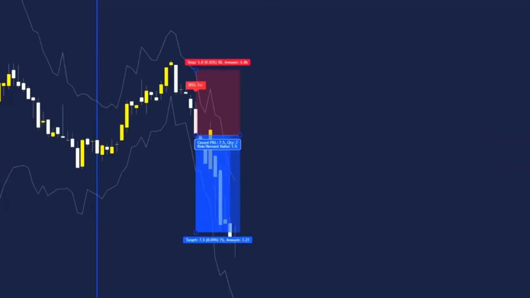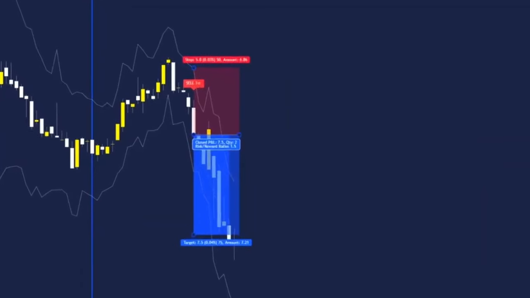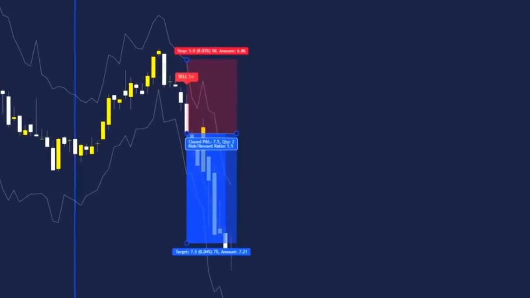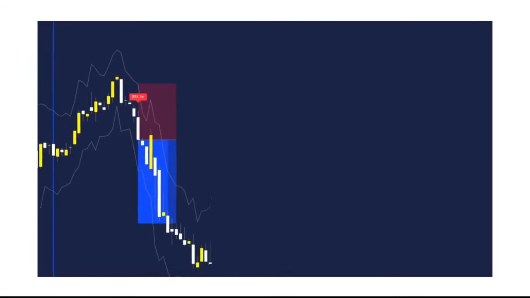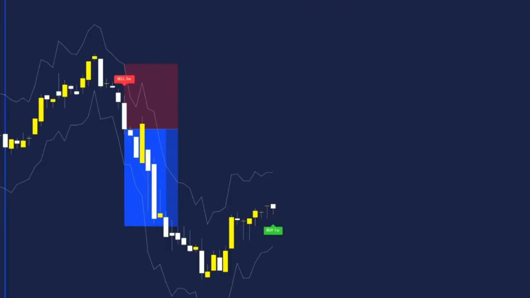And there we go, we can see the first trade has now hit, so we can now wait for this indicator to give us our next label. And just a few candles after the sell label, we have our first buy for the backtesting strategy.